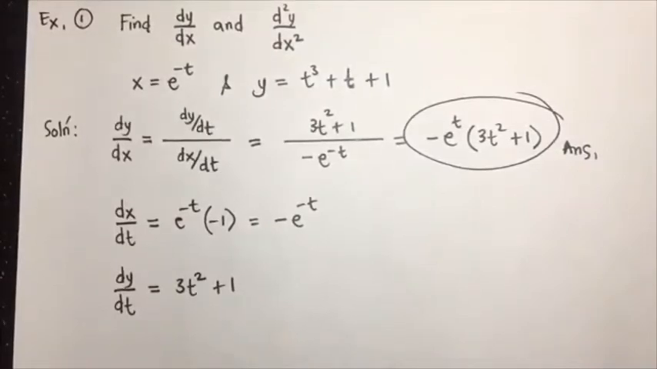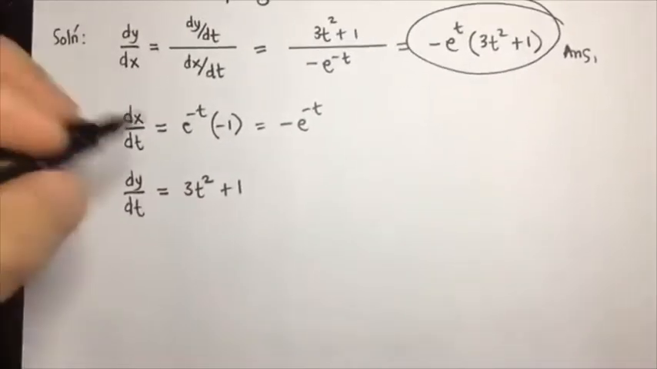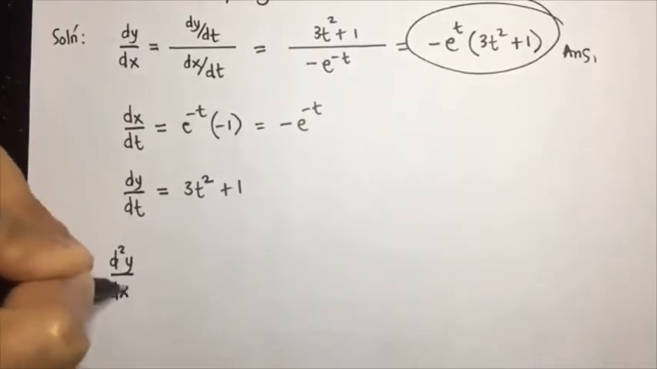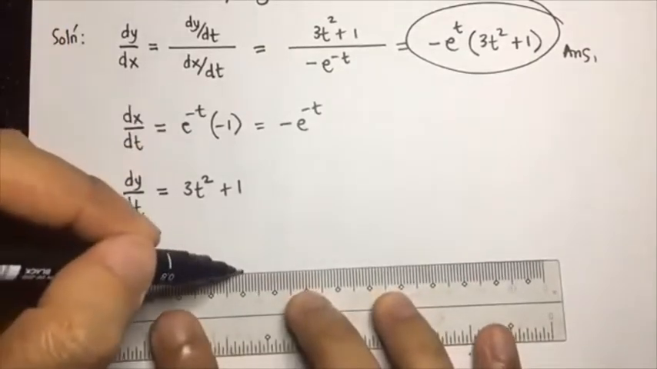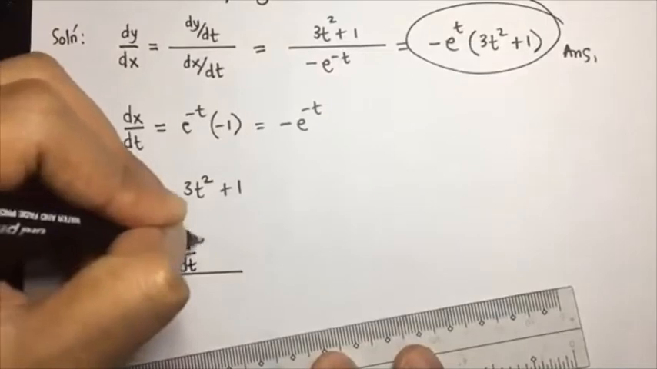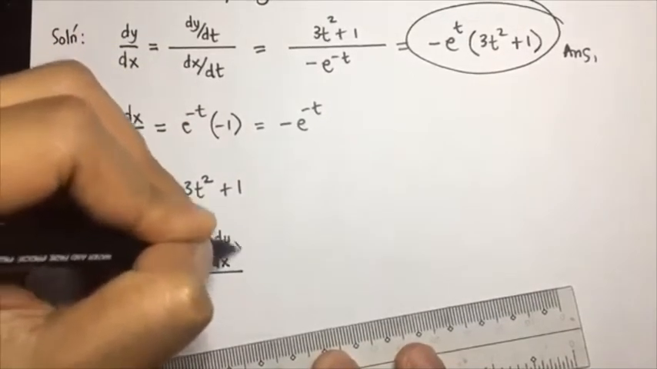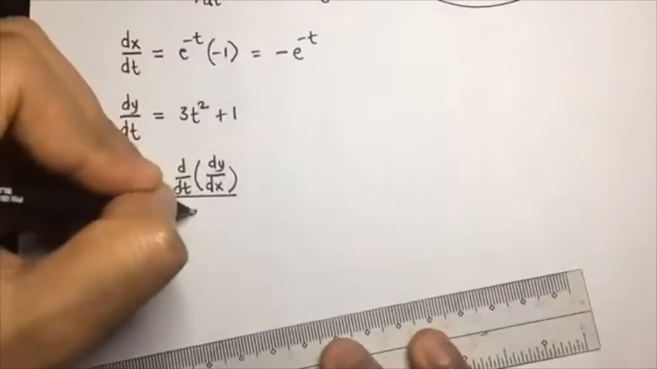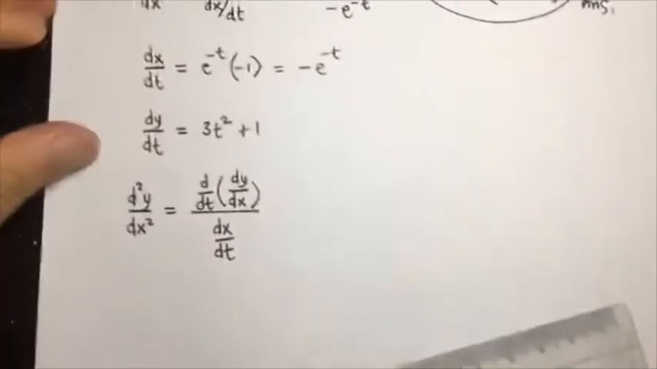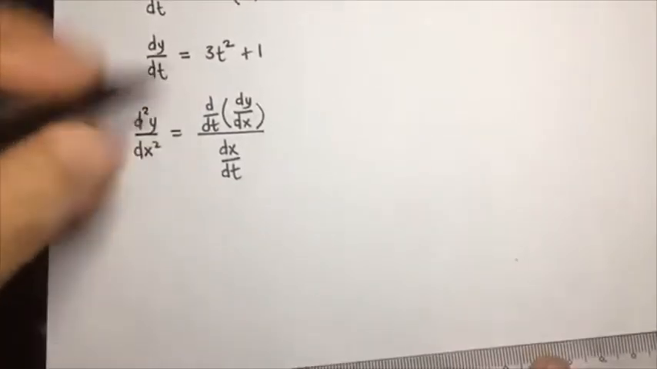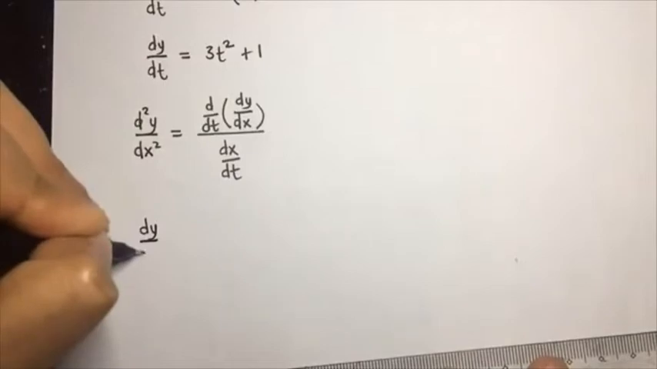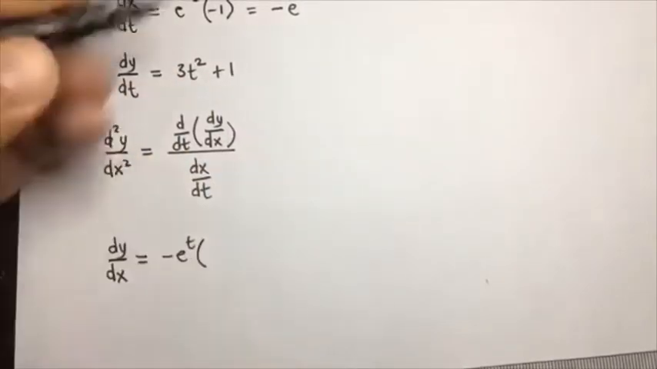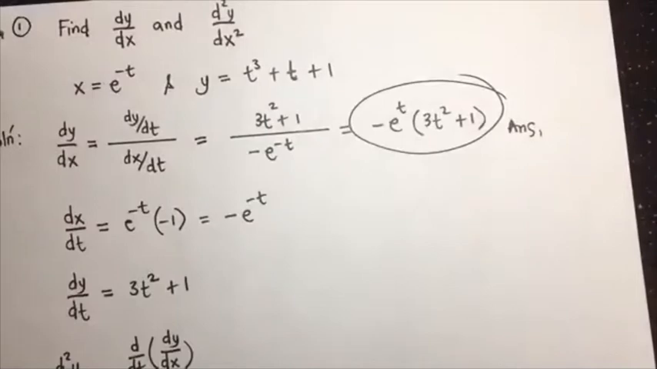Okay, so next is the second derivative. From the formula we discussed earlier, d squared y over dx squared is equal to the derivative with respect to t of dy over dx. So we will derive the first derivative with respect to t and then divide it by dx over dt. Okay, so first one, let's copy the first derivative dy over dx. So that is equal to negative e to the t multiplied by 3t squared plus 1.